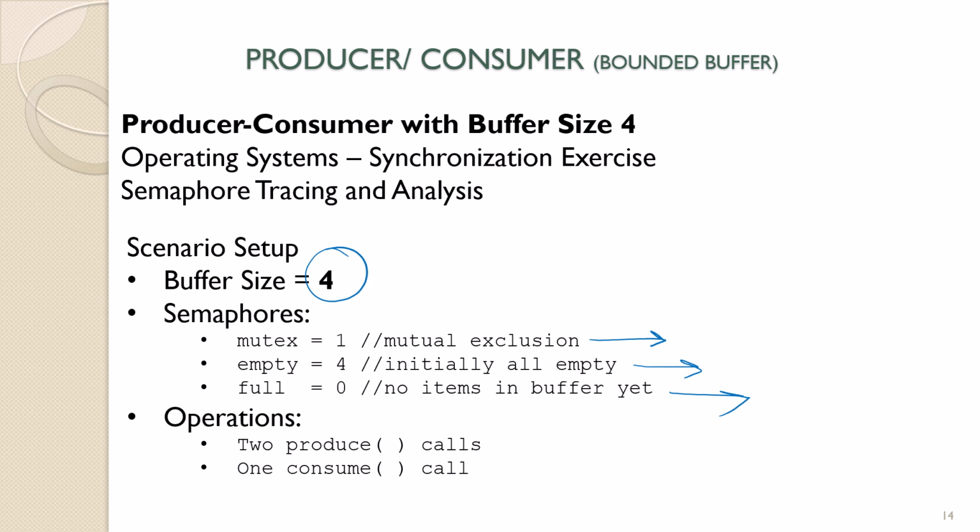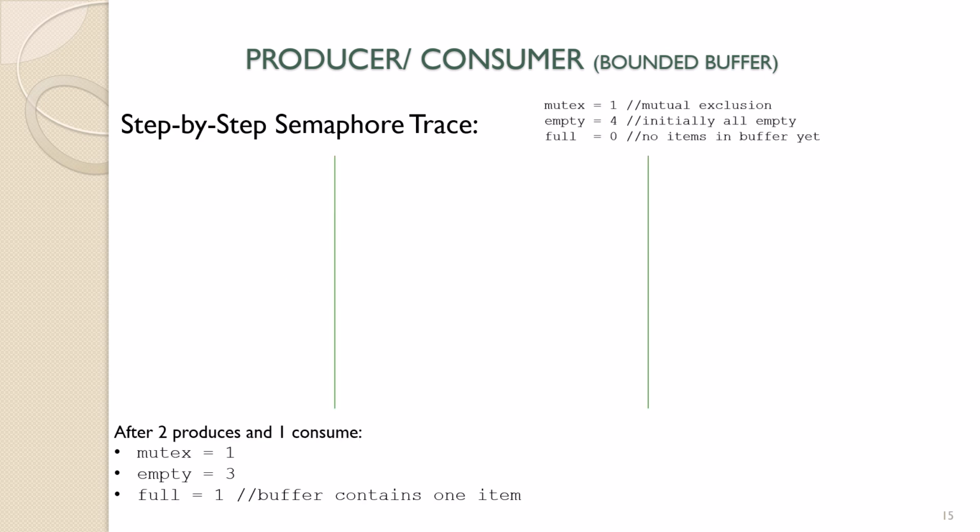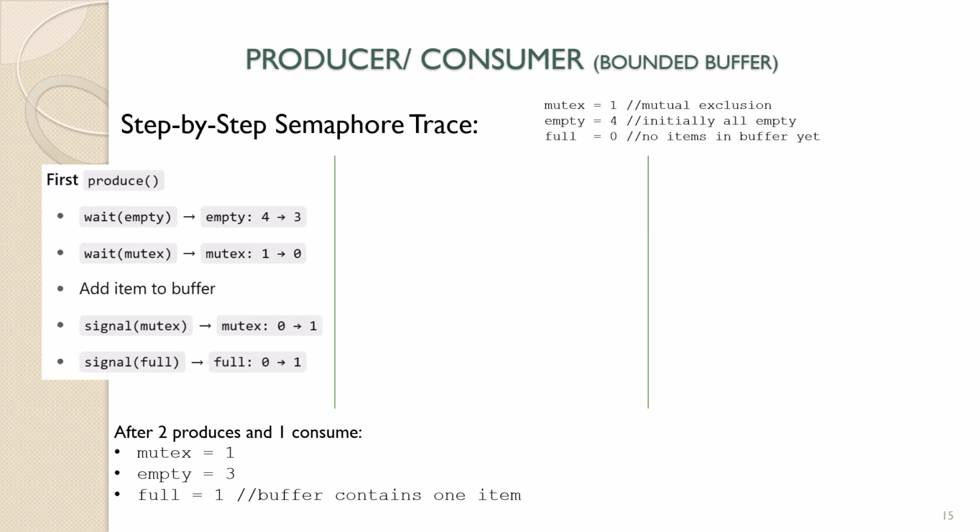Let's do 2 produce calls and 1 consume call. If you're going to trace along here, I have all of this here to remind you. We start out with our first, what were we going to do? 2 produce and 1 consume. So our first produce right here is going to wait on empty. Remember that it is going to decrement to 3, since empty was initially set to 4. So produce is going to check.